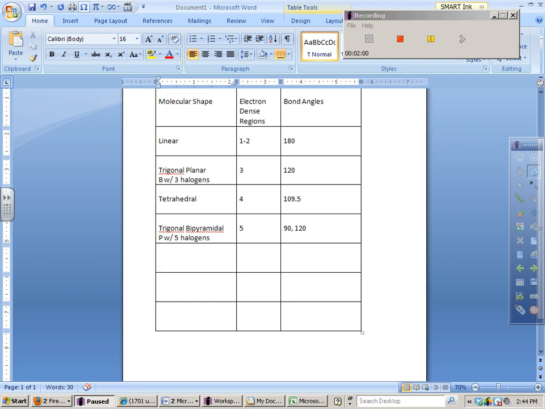Our next one that was also an exception was octahedral. Octahedral had 6 electron dense regions. Those are all going to be 90 degrees, and this is going to be sulfur with 6 halogens.